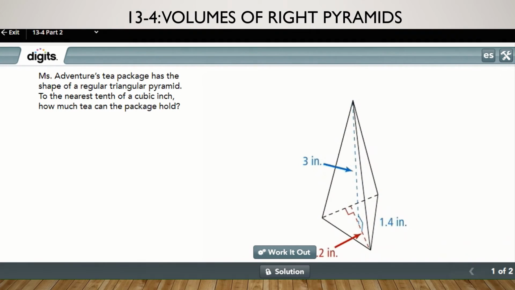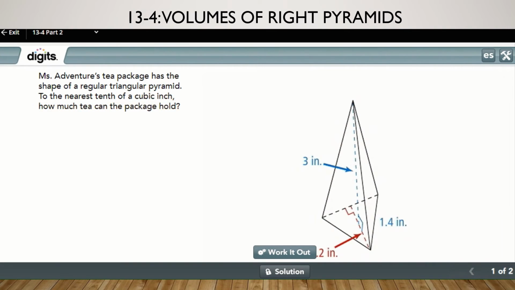All right, this particular question does not say we need to find the surface area or the volume. It gives us little things that we need to read. It says Misadventure's tea packet has the shape of a regular triangular pyramid. To the nearest tenth of a cubic inch, that's our first key: cubic inch. We know volume is measured in cubic inches. And it also asks, how much tea can the package hold? We're trying to see how much can fit inside of it, which is also the volume.